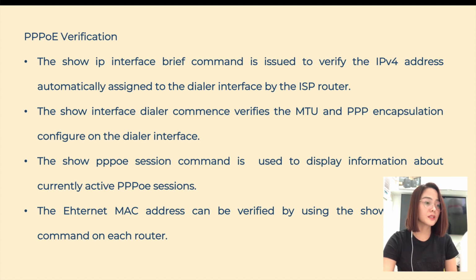PPPoE verification. The show ip interface brief command is issued to verify the IPv4 address automatically assigned to the dialer interface by the ISP router. The show interface dialer command verifies the MTU and the PPP encapsulation configured on the dialer interface. The show pppoe session command is used to display information about currently active PPPoE sessions. The Ethernet MAC address can be verified by using the show interfaces command on each router.